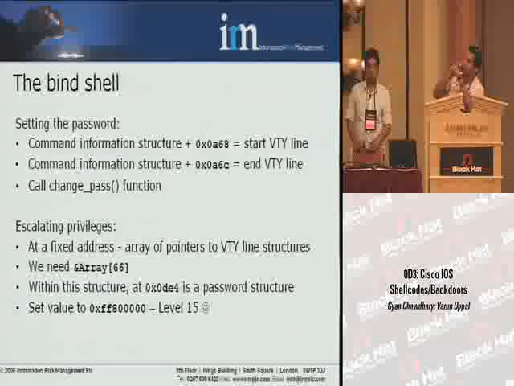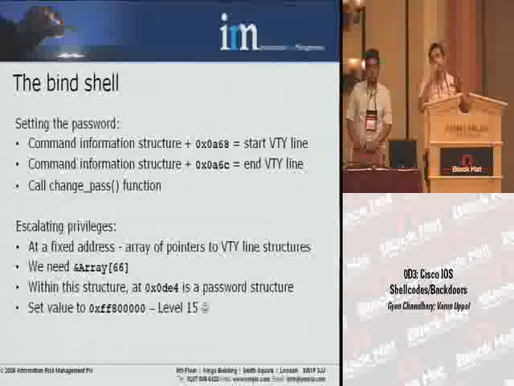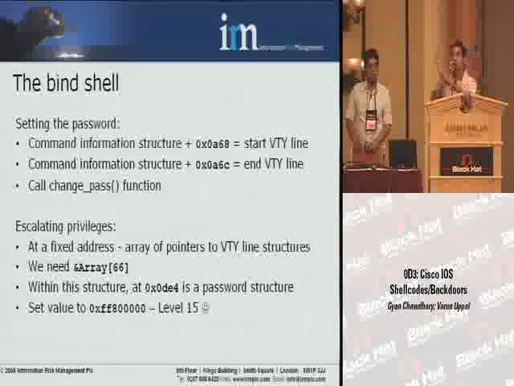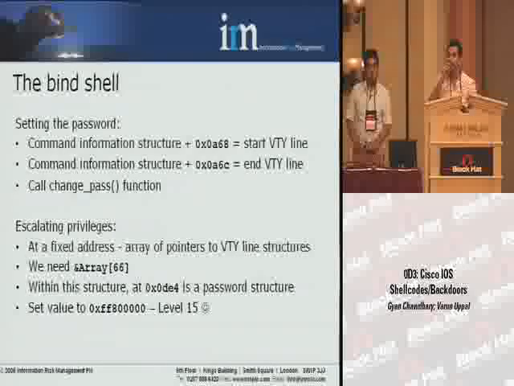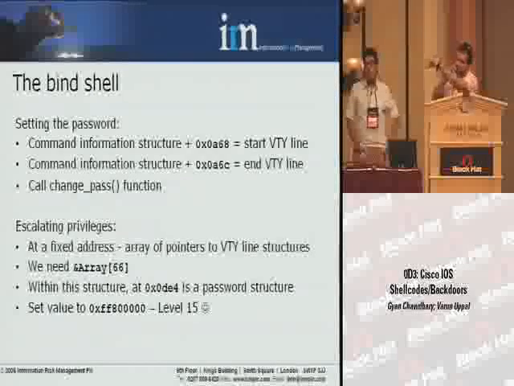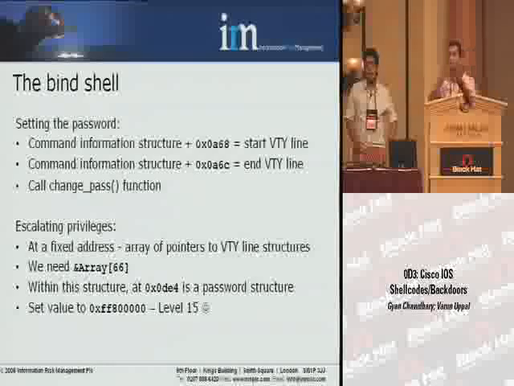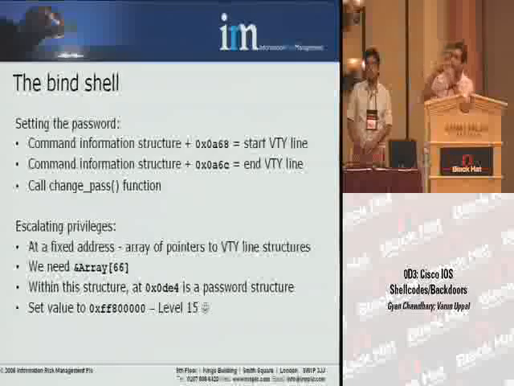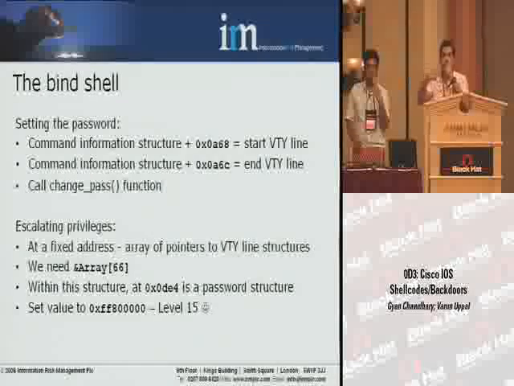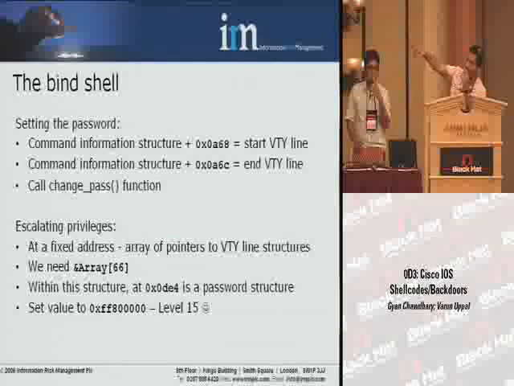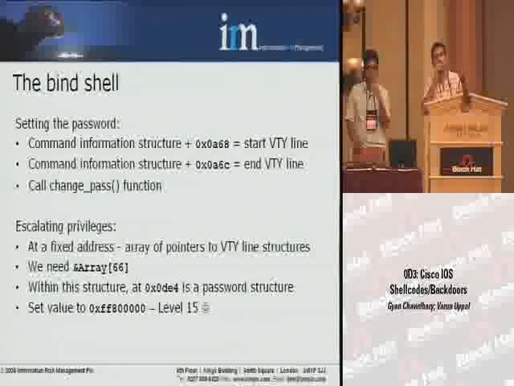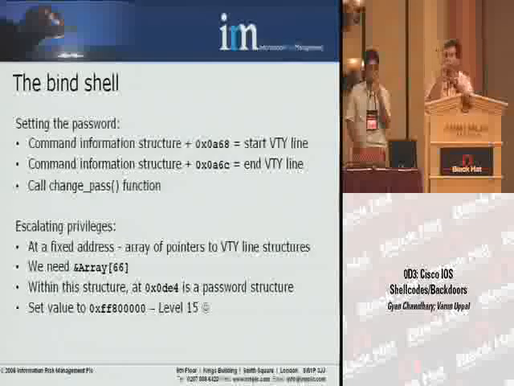So whatever line you want to set the password on, at that particular offset in memory, and these offsets are particular to the IOS image that we were working with, you need to tell it the VTY line for which you need to set the password. And then there's what we call change pass. You invoke the change pass function, which is done, like Gan mentioned early on, by loading the count register and then jumping to change pass. At the same time, you include the address for the command information structure, that structure in memory which says for which VTY lines you want to change the password.